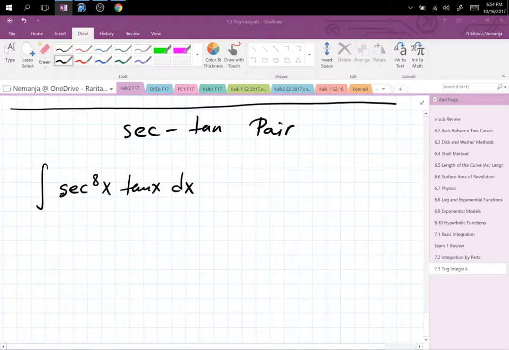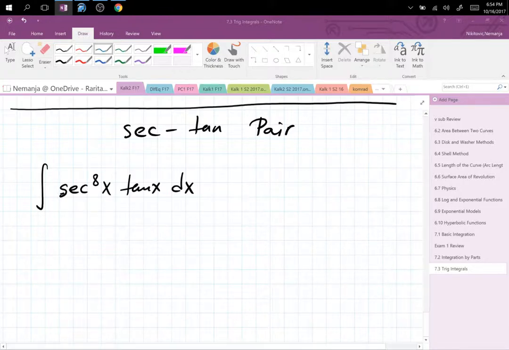Boom, done, right? I look at this and the thing that really stands out for me is this tangent. I have a single tangent. Now, I would love to solve the problem using u sub, if possible. So this is what happens in my head.